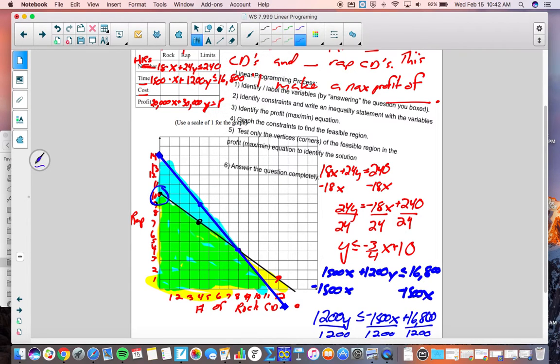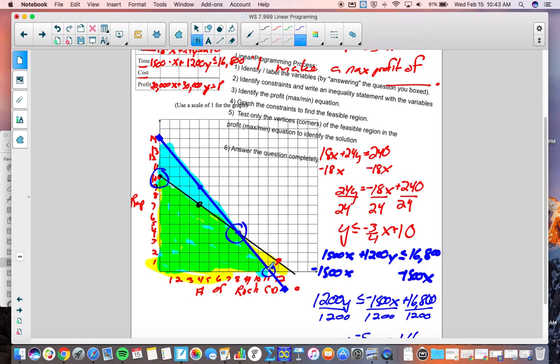So we could max out the number of wrap CDs and just do 10 of them. We could max out the number of rock CDs and just do about 11 of them. Or we could do a combination of both. It looks like we're not quite getting to 12 on that line. So let's see, go down 5, right 4. I'm not sure we can even do 11 cleanly.